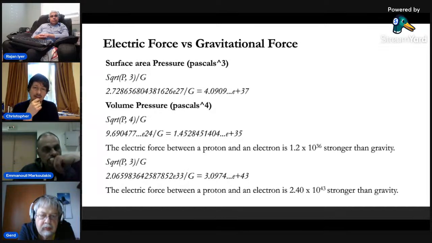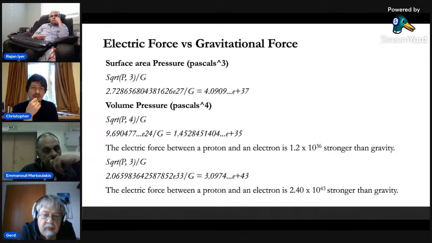So that's pascals to the third. We take the cube root of the pressure divided by G to get the relationship, and that gives us 4.09 times 10 to the 37, which is very close to the relationship between the electric force and the gravitational force, which is around 10 to the 36.